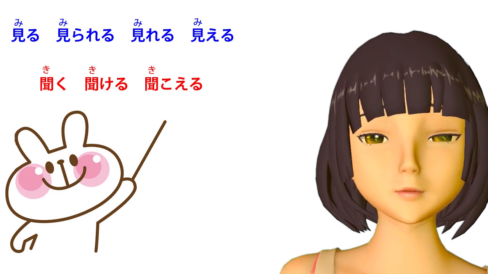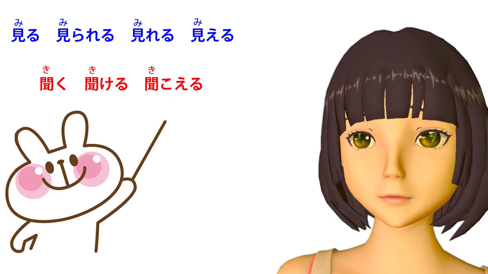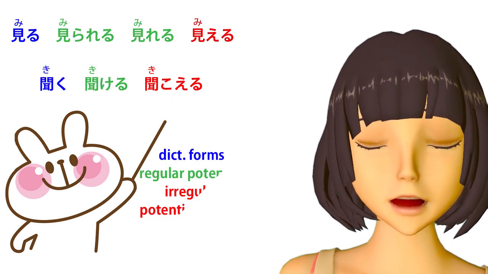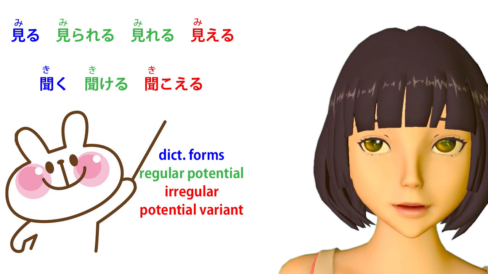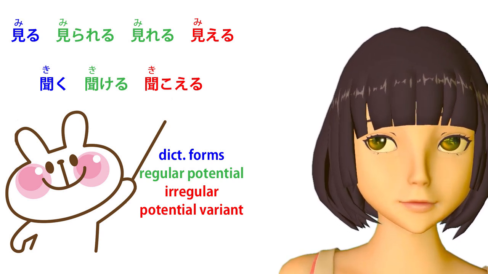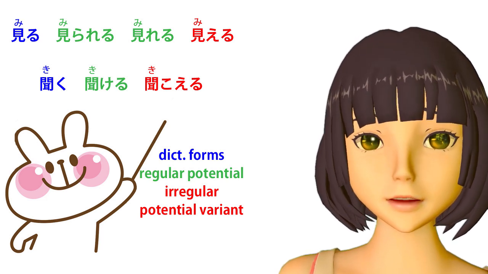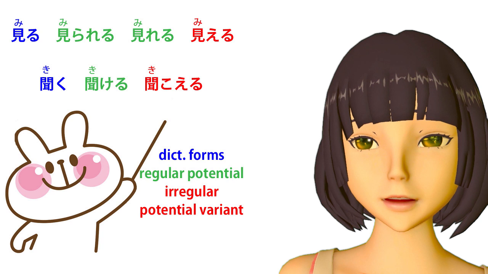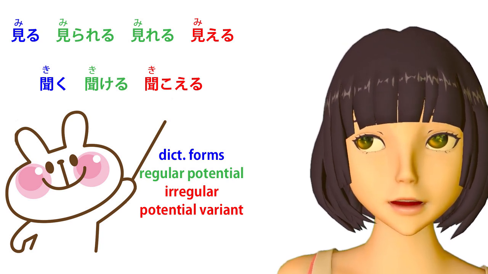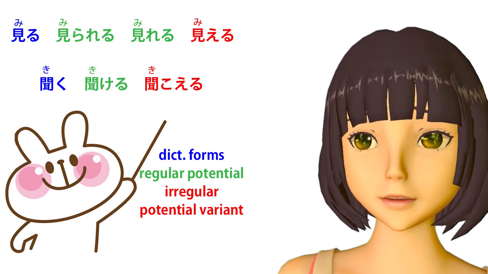Kiku, kikeru, kikoeru. Now, that seems like quite a confusing lot of things, doesn't it? But in fact, all we have there is the basic dictionary forms of miru and kiku, see and hear, and the potential form of each, and one alternative or exceptional potential form. Now, it looks like two in the case of miru, but it's actually one, and we'll come to that in just a moment.